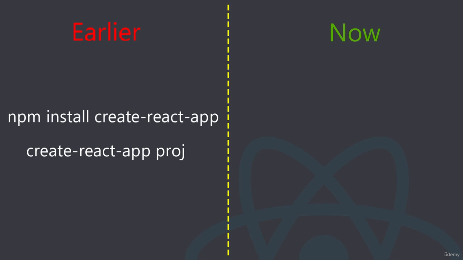How do we write it? We just say npx, then we write create-react-app. That means you don't need to install it. You don't need to install create-react-app in your system, and you just give the project name here and this is going to create the React project for you.